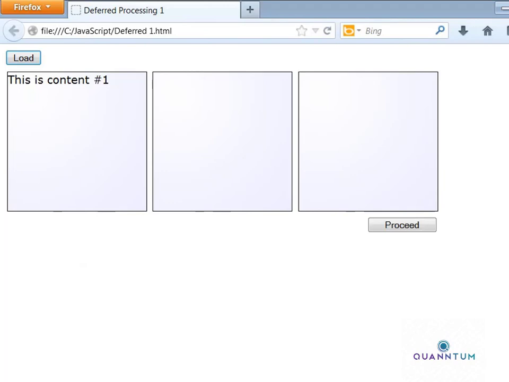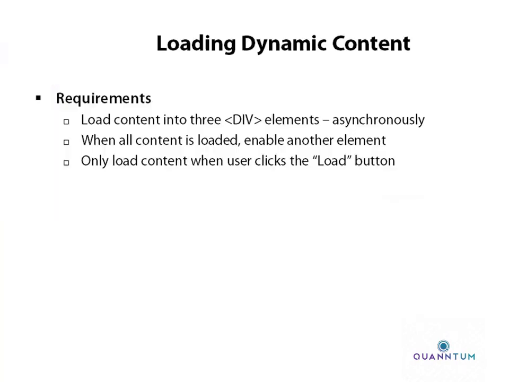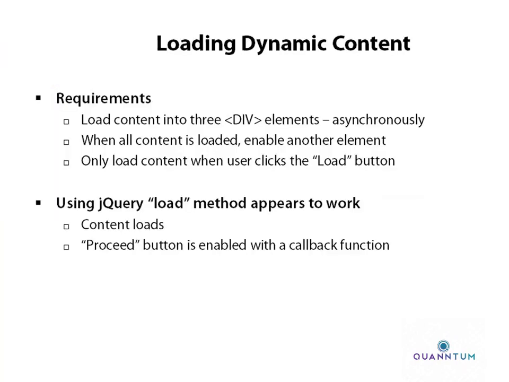Everything seems to be working properly, but there are a couple of problems. The first one is the use of the callback function to enable the proceed button. What happens when we need to load multiple content pages? Which one should we put a callback function on? The other problem we'll encounter in just a moment, but for now we should know that we can't trust our eyes. Our first attempt looks good so far.